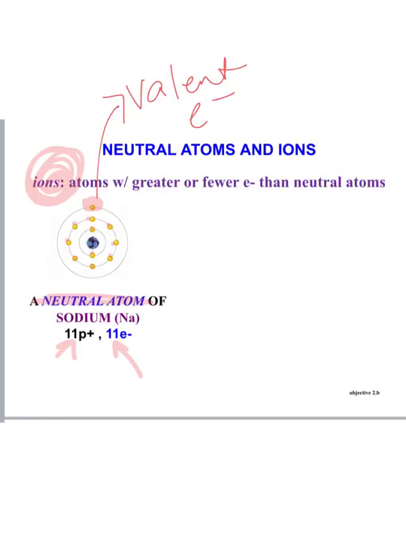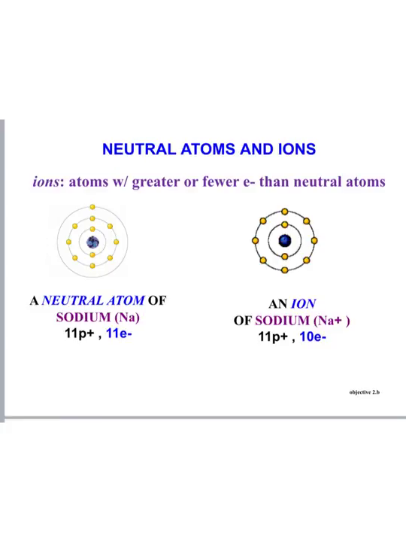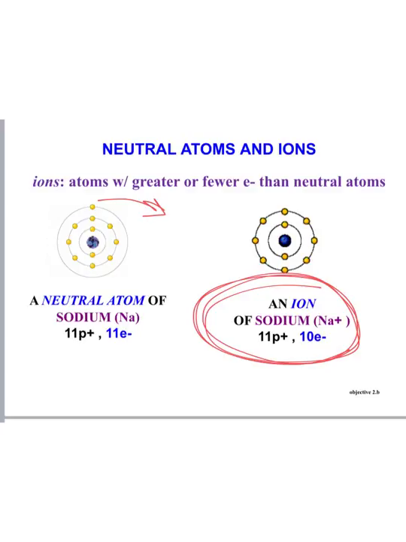Well, sodium is not happy with that one little electron in its outer shell. Remember, we want 8 in our outer shell. So what sodium actually does is it gives up this electron. It wants it to go away so that it can be happy. So now we have an ion of sodium. Okay, so sodium, in order to form an ion, loses an electron or gives up an electron.